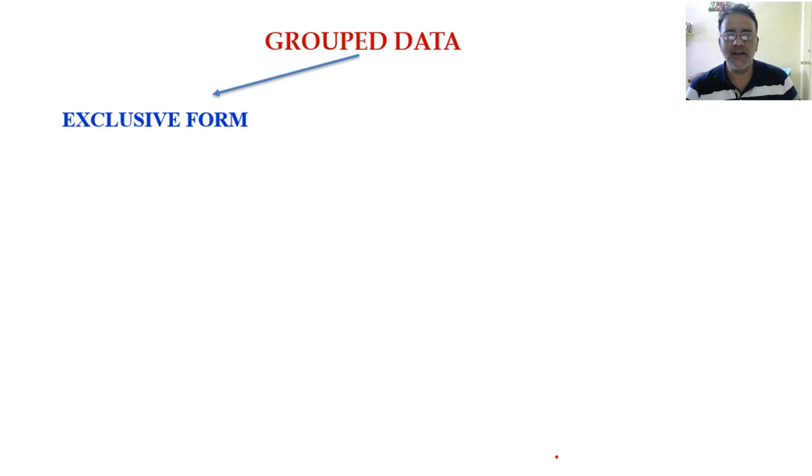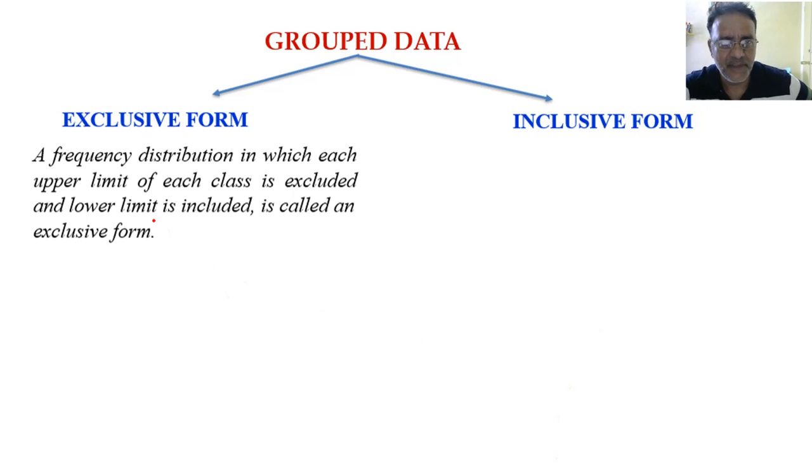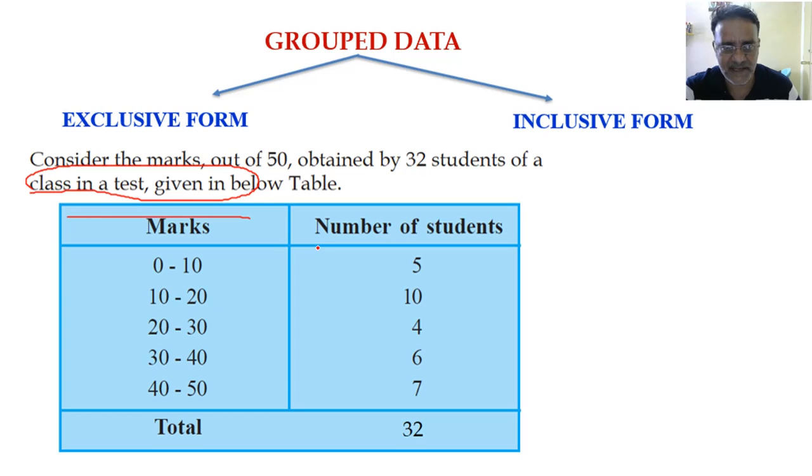Now let us see what is grouped data. There are two types of grouped data. One is exclusive form, another is inclusive form. What is exclusive form and what is inclusive form, I will explain with the help of an example. First of all, exclusive, in which the upper limit of each class is excluded, means not included, and the lower limit is included, is called exclusive form. See one example. 0 to 10. Here 10 is not included.